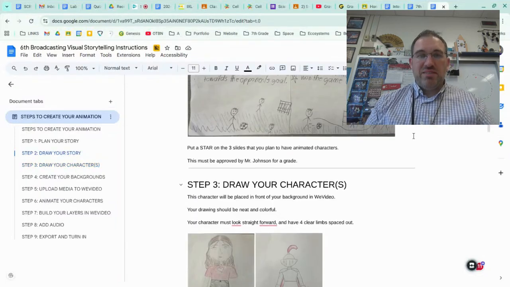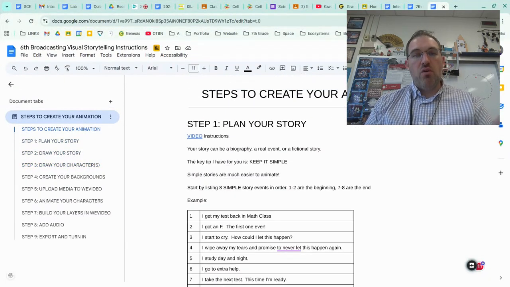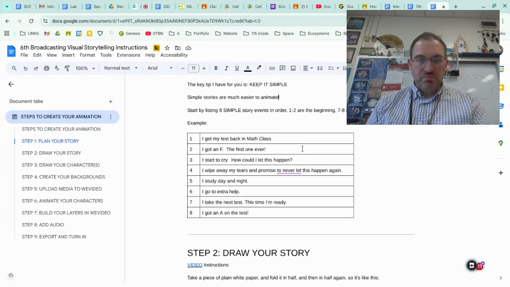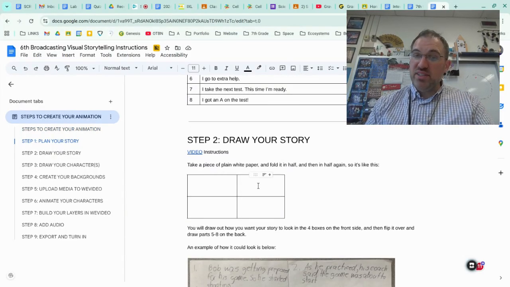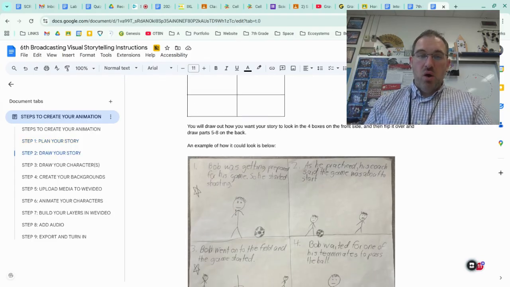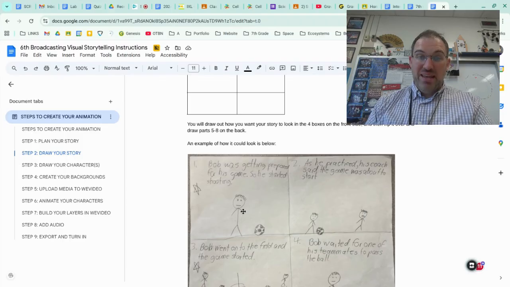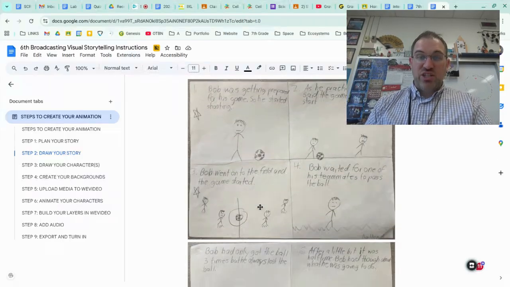Hey, so it's time to talk about step three of our process. We have already planned out our story with the 8 steps, and we drew the story. Again, the drawing doesn't have to be super detailed, but you need to expect what's going to be on the background. But when we have at least one main character, in this case the character is Bob, we're going to have to actually draw that out.